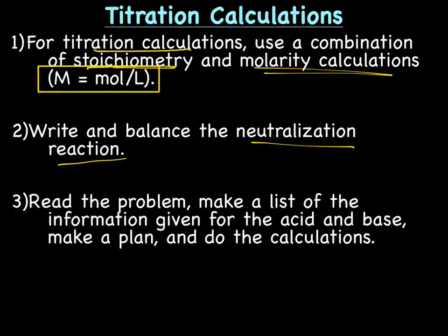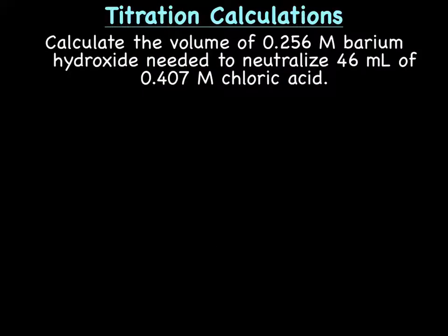You're given the acid and the base, so you need to figure out the products: one of the products is water, and you figure out the salt. You balance the equation because you need the balanced equation to do stoichiometry. Then read the problem and make a list of the information given for the acid and the base. Stare at that information for a while until you come up with a plan on how to find your unknown, and then do the calculations. All right, let's try a titration calculation.